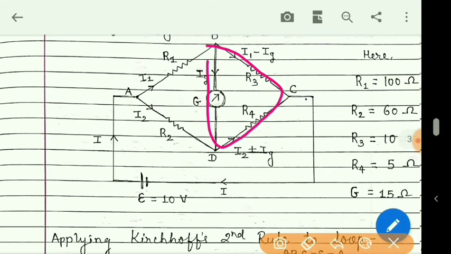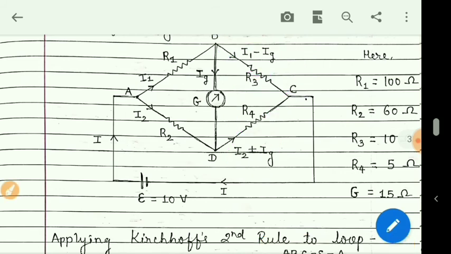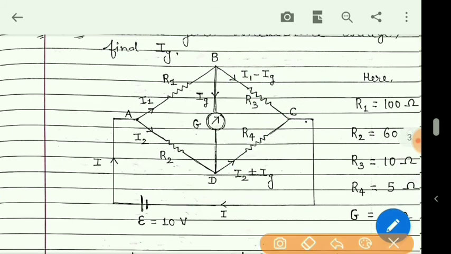Now applying Kirchhoff's rule to this loop, if we move in a clockwise direction, then moving from D towards C, R3 into (I1 minus Ig), same direction, so negative. From point C towards D, (I2 plus Ig) into R4, but here the direction is opposite. We are moving in this direction from C to D, and the current is in the opposite direction, so plus sign.